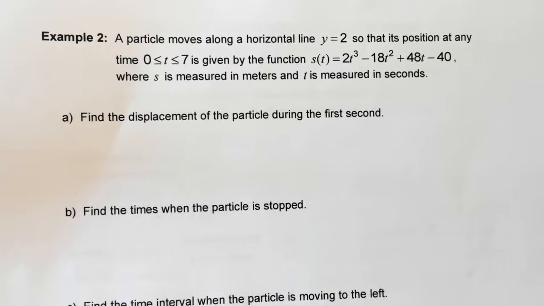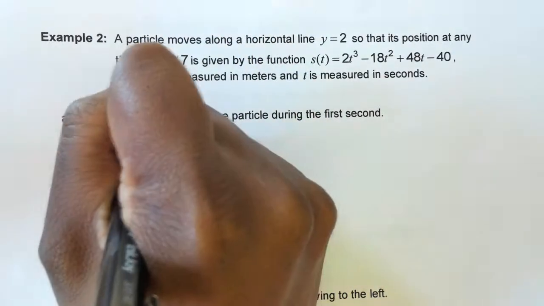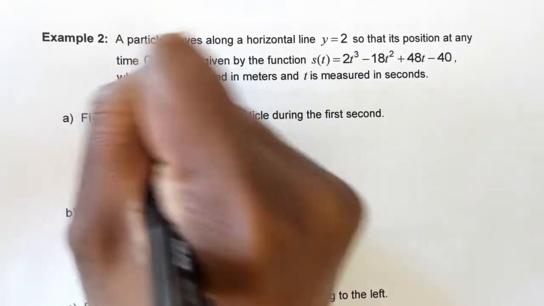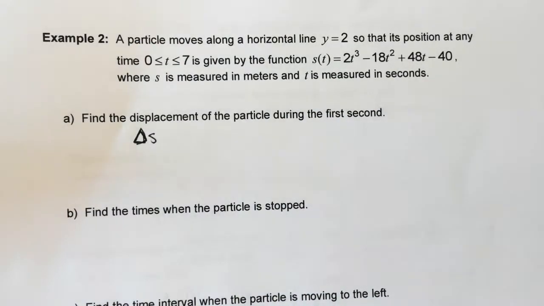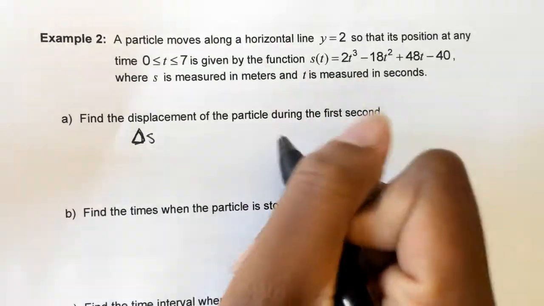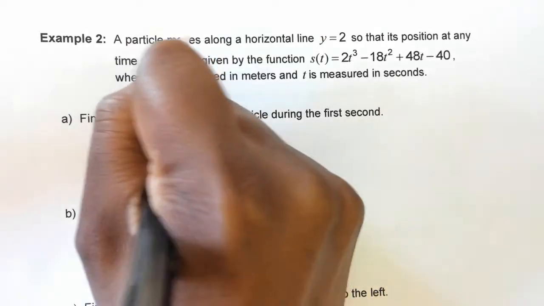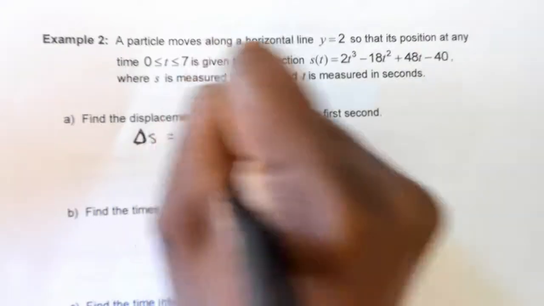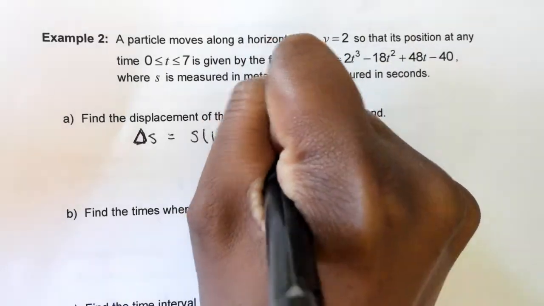So our first question is to find the displacement of the particle during the first second. So let's remind ourselves, displacement is the change in position. And if we're looking for the displacement within the first second, then we're going to be looking for s of 1 minus s of 0.